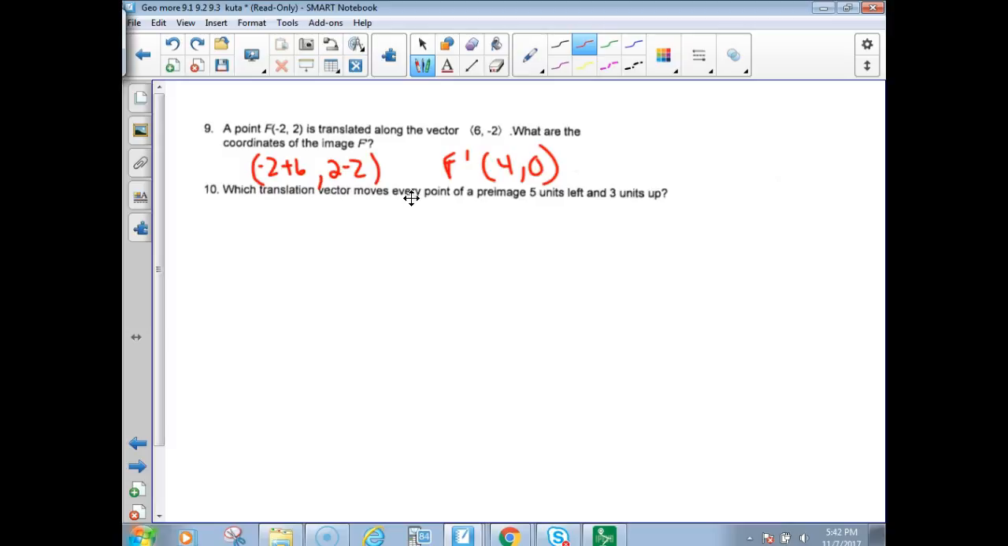Which translation vector moves every point of a preimage 5 units left and 3 units up? You would write it in vector notation. That's with a pointy bracket, please. 5 units left would be left 5 is negative, and 3 positive would be up positive 3. And that is, use a positive 3 for the y part.